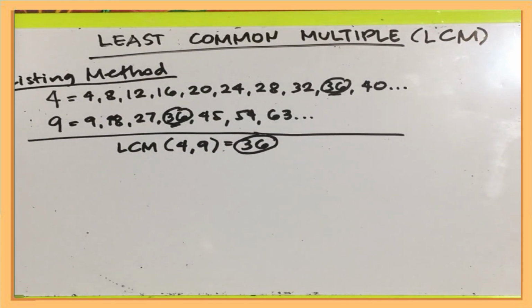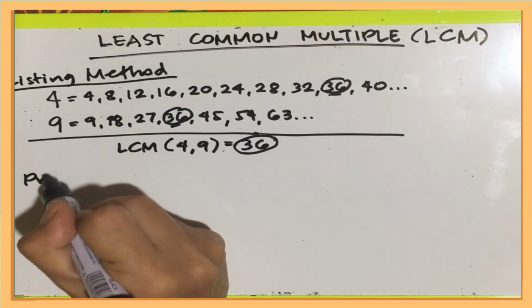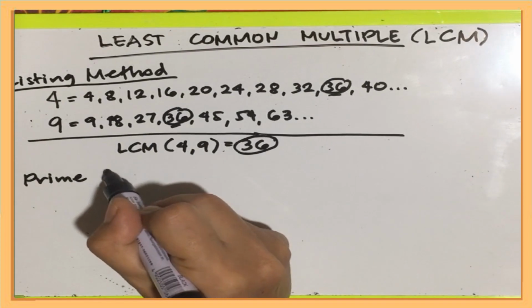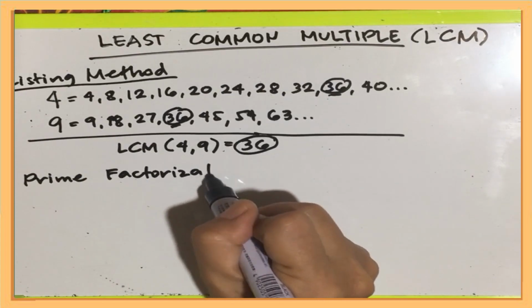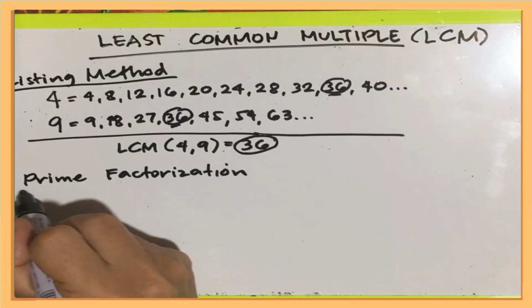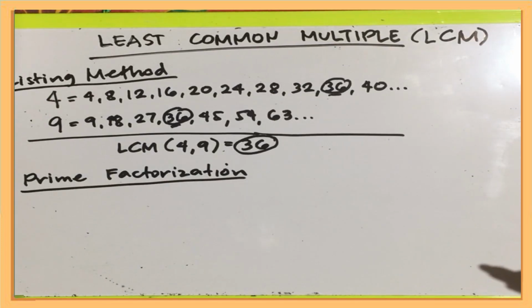Let us use another method, the prime factorization. Kids, make sure that you already know the prime numbers. The smallest prime number is 2. The next is 3, 5, 7, 11, 13, 17, and so on. When we say prime numbers, these are numbers that have only 1 and itself as factors.